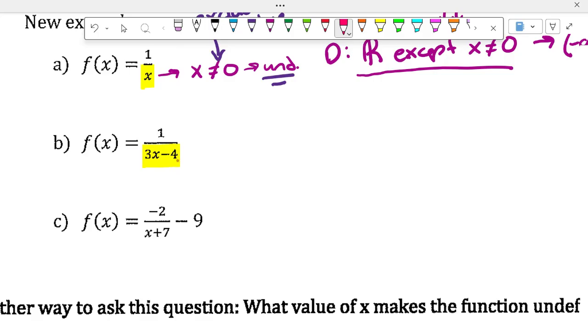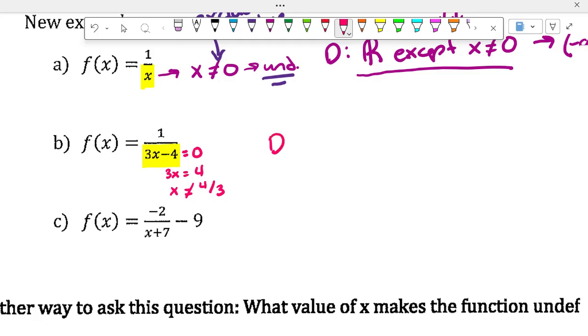So what do we know that this denominator cannot equal? 0. So can I just set it equal to 0 and solve for x? Whatever x value gives me 0 is the one we have to exclude, because we can't have 0 in the denominator. If I solve for x, I add 4 to both sides, so 3x is equal to 4. X is equal to 4/3. That's the value that x cannot equal.